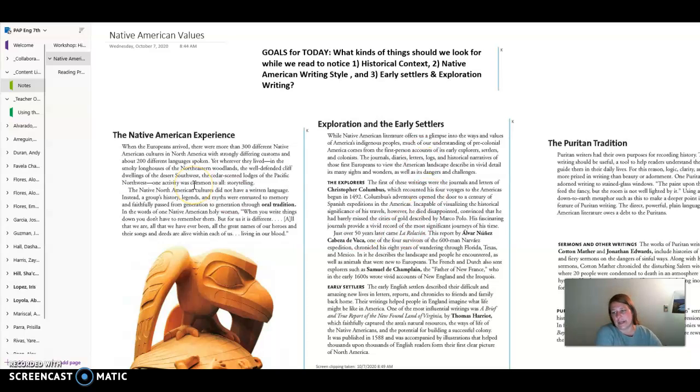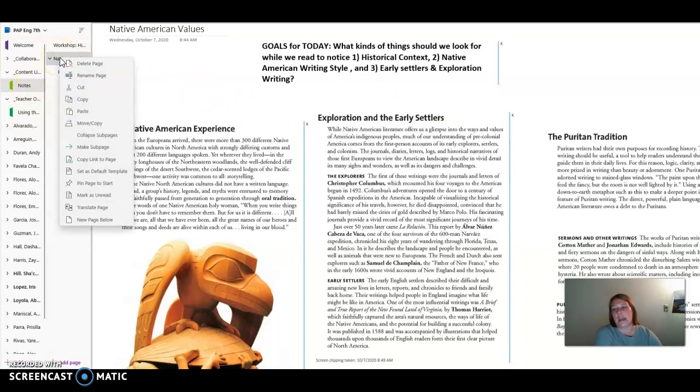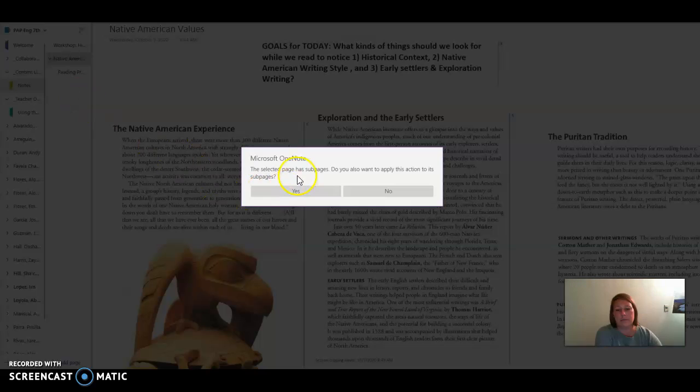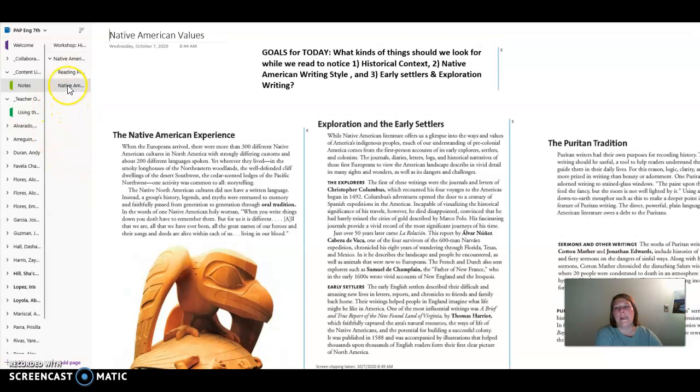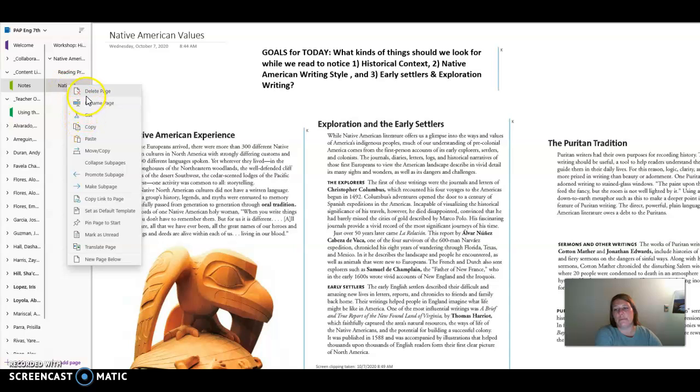So to get started, you should have in your class notes this page called Native American Values. If for some reason it's not showing up, it's just syncing problems. In the content library, there's the notes page, and here it is. And you can literally right click on it and copy it. And then you'll go into your class notes page, you'll put the arrow into the bar where the pages are, and you can right click and hit paste, and it'll paste it for you.